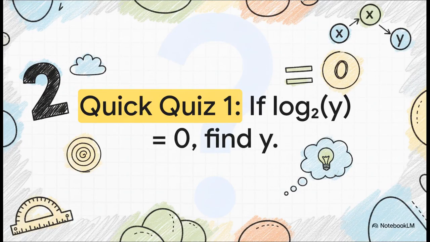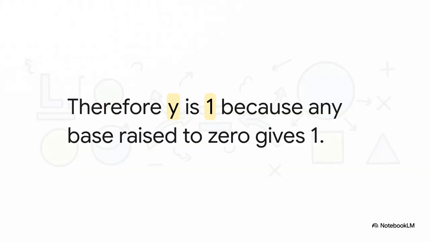All right, let's see if this actually stuck. Quick quiz for you to test your memory. If log base 2 of y equals 0, what must y be? Think back to the core concept we established earlier. The base is 2, but the whole thing equals 0. If you said 1, you hit the nail on the head. It proves you've totally mastered the growth machine analogy. It literally doesn't matter if the base is x, or 2, or 10,000. If the log equals 0, the inside value is always 1.